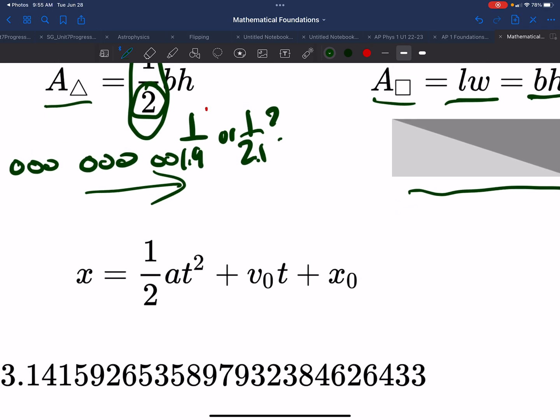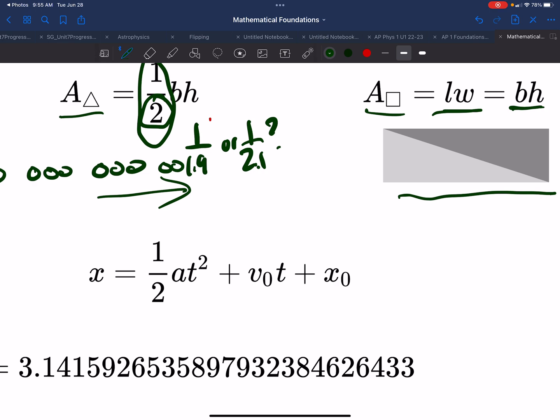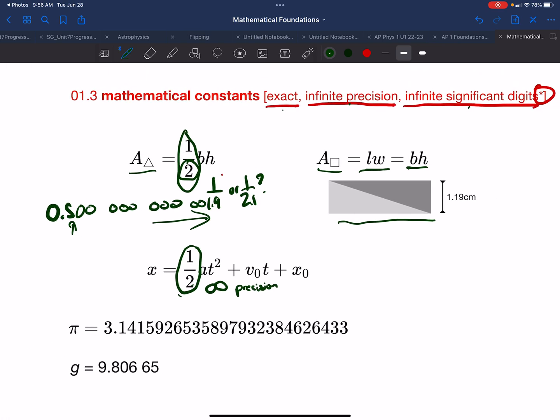If we are now to look at this formula, which some of you may have encountered if you've taken physics before, or if you are taking physics, you will learn it. There's this 1/2. It turns out this 1/2 is exactly the same 1/2 as the one above it. It comes for the same reason, and that will be revealed when you learn more about physics. But this 1/2 here also has infinite precision. It has an infinite number of significant digits.